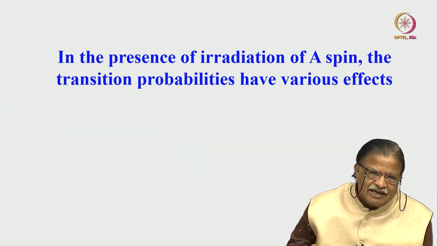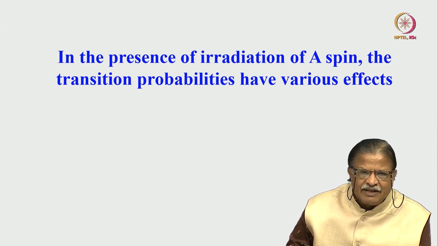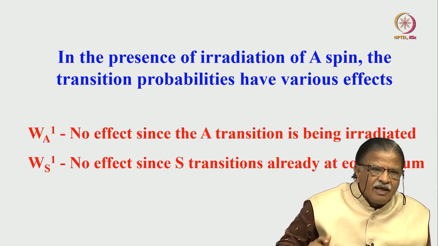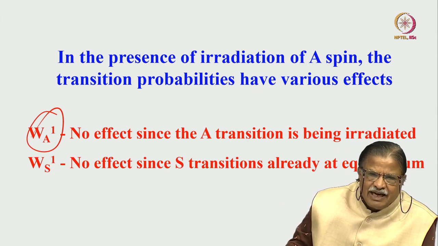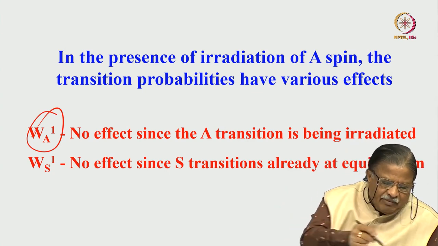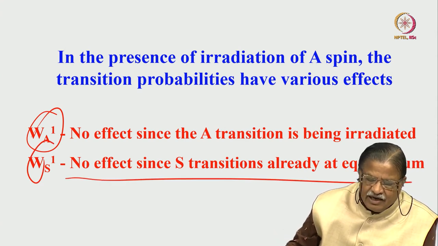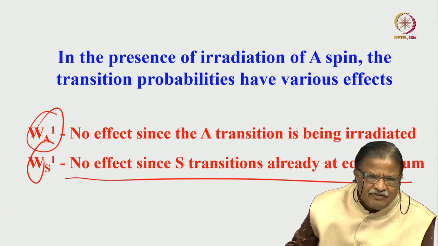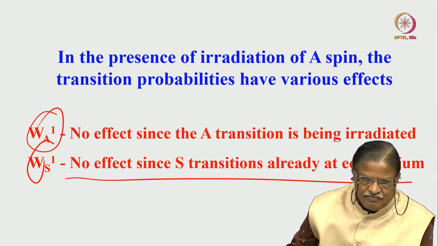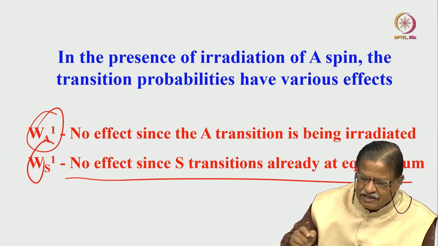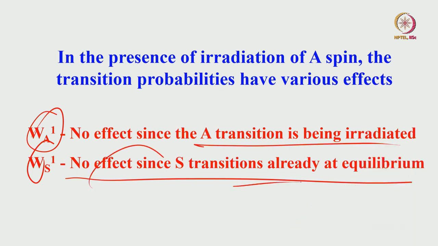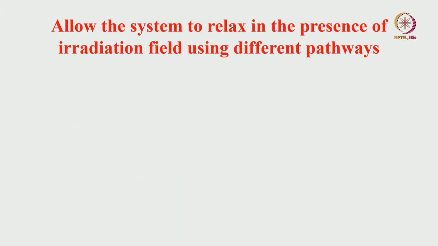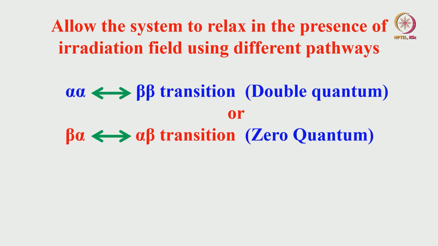Now, in the presence of irradiation of A spin, the transition probabilities have varieties of effects. One, W1A, the single quantum transition, has no effect since the A transition is being irradiated. W1S has no effect since the S transition is already at equilibrium. When I irradiate A spin, there is no effect. But for S spin, no effect since the S spin transition is already at equilibrium. Something interesting: we will allow the system to relax in the presence of the irradiating field using different pathways.